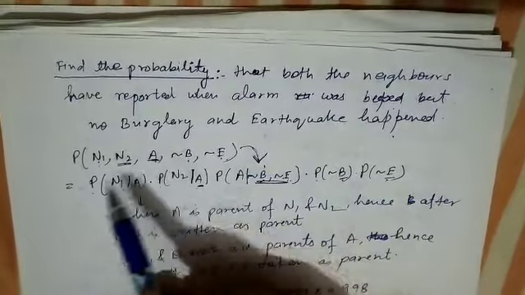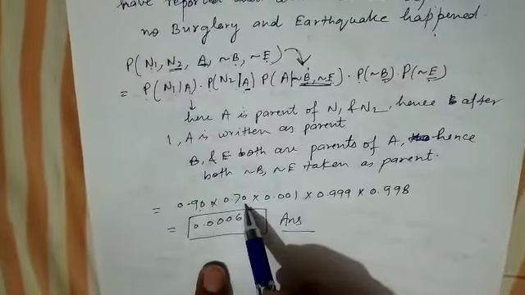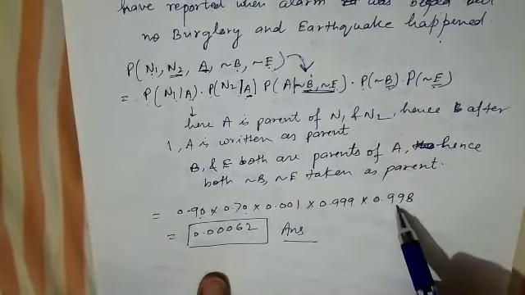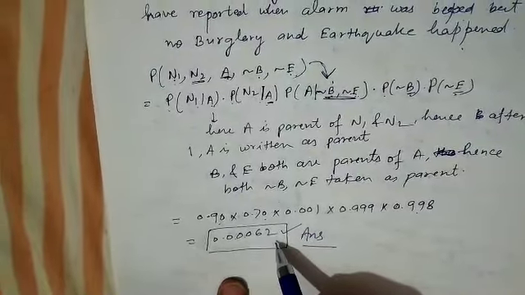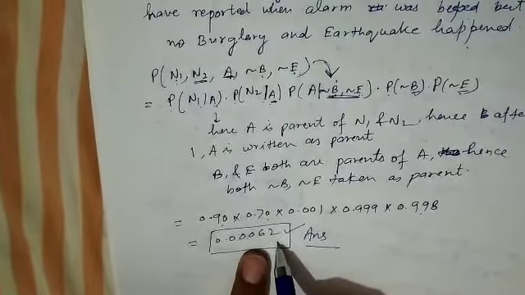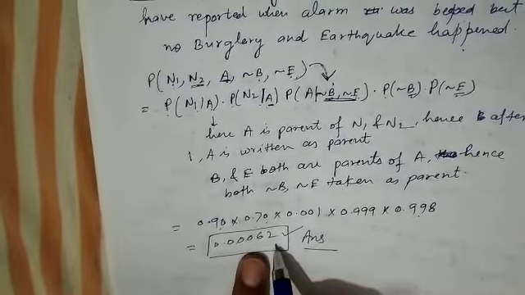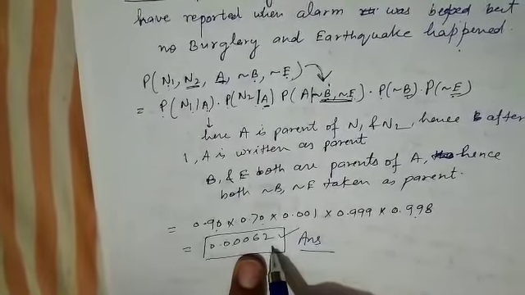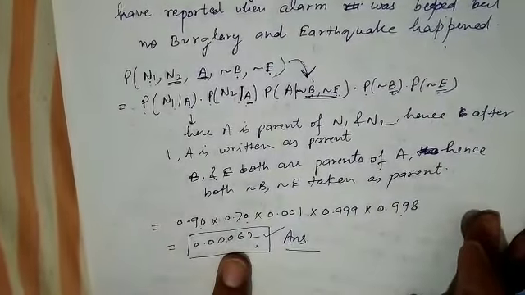By multiplying these values, we find the joint probability. N1 given A is 0.90, and all these values we have already discussed earlier. Putting them here, the probability is 0.00062. So this is the probability that both neighbors have reported when the alarm was blown, but there was no burglary and no earthquake. This is how we can find the joint probability using a Bayesian network. Thank you very much.